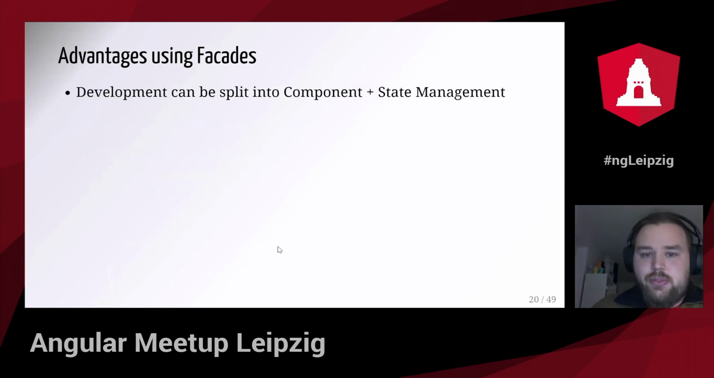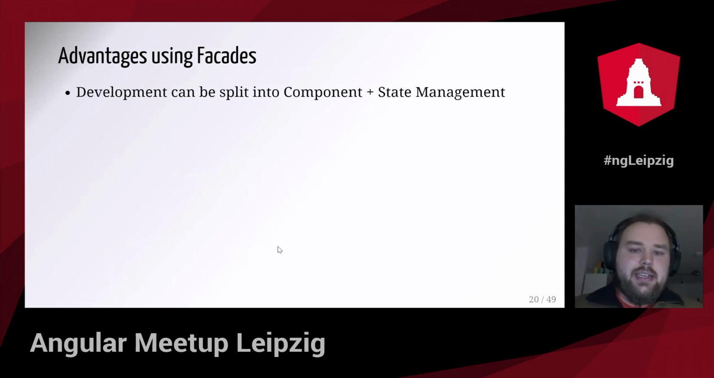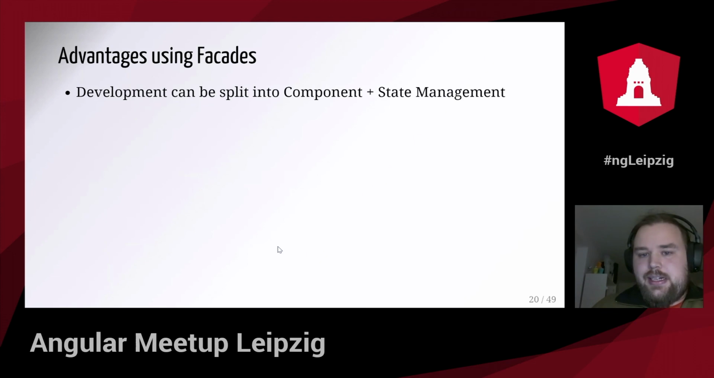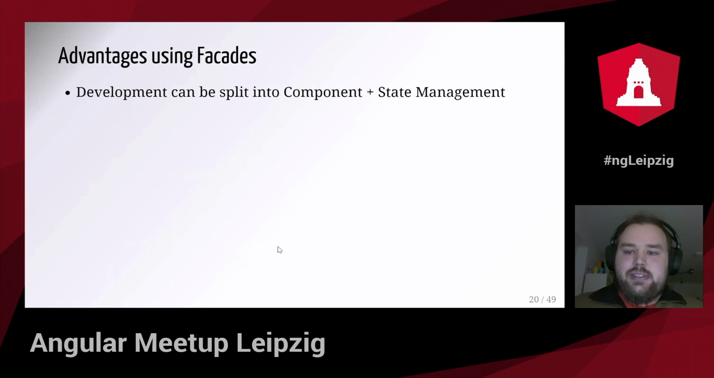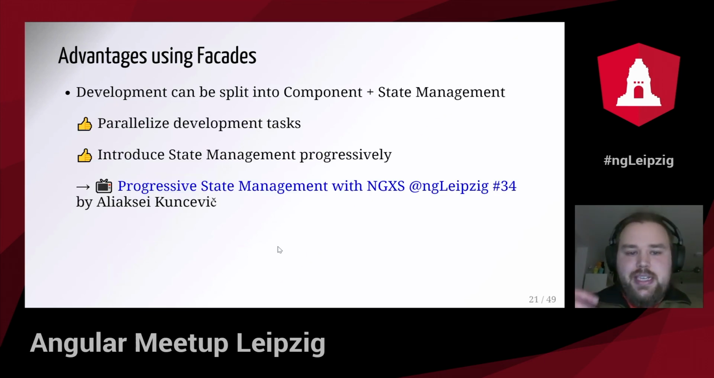Facades also provide you with the opportunity to split development into component and state management development. So, for example, one in the team can work with mock data in the facade and do all the styling necessary for the current task, and another one can set up all the data retrieval in the backend, and they basically merge when you merge both development streams. You then have the complete solution. So you can parallelize tasks for development.